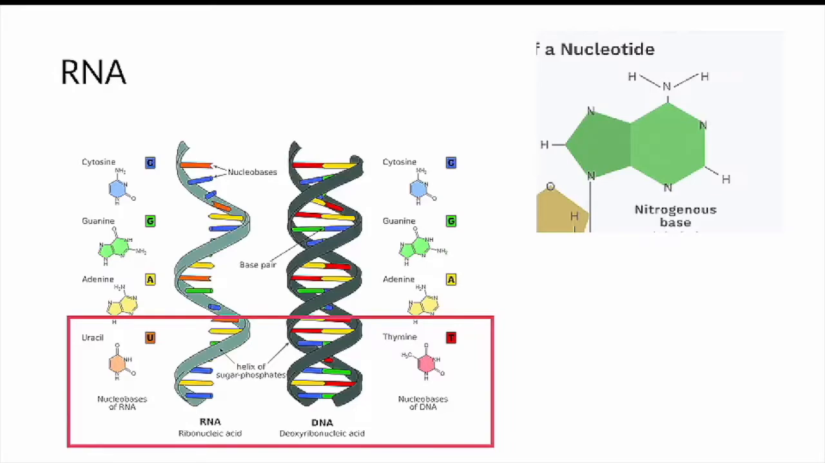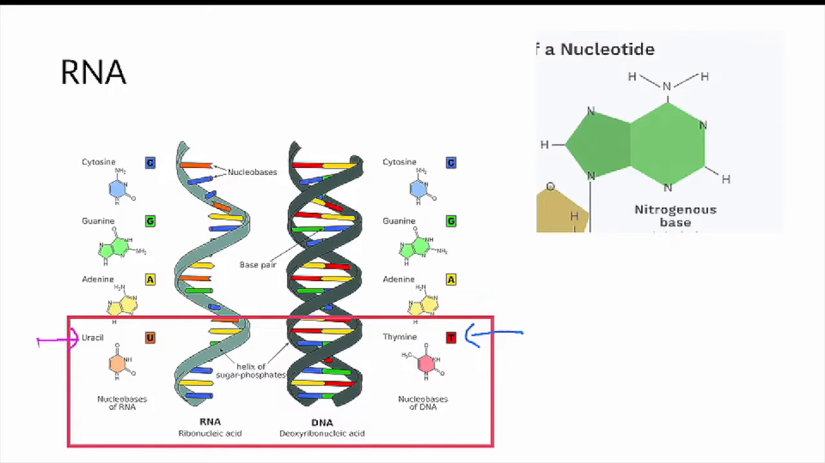In RNA, uracil takes the place of thymine. So if you look in that red box, over on the left is RNA, over on the right is DNA. And you can see that the nitrogenous base is labeled uracil in RNA. So right here, uracil. And in DNA, that's thymine. So in RNA, rather than CGAT, you have CGAU.